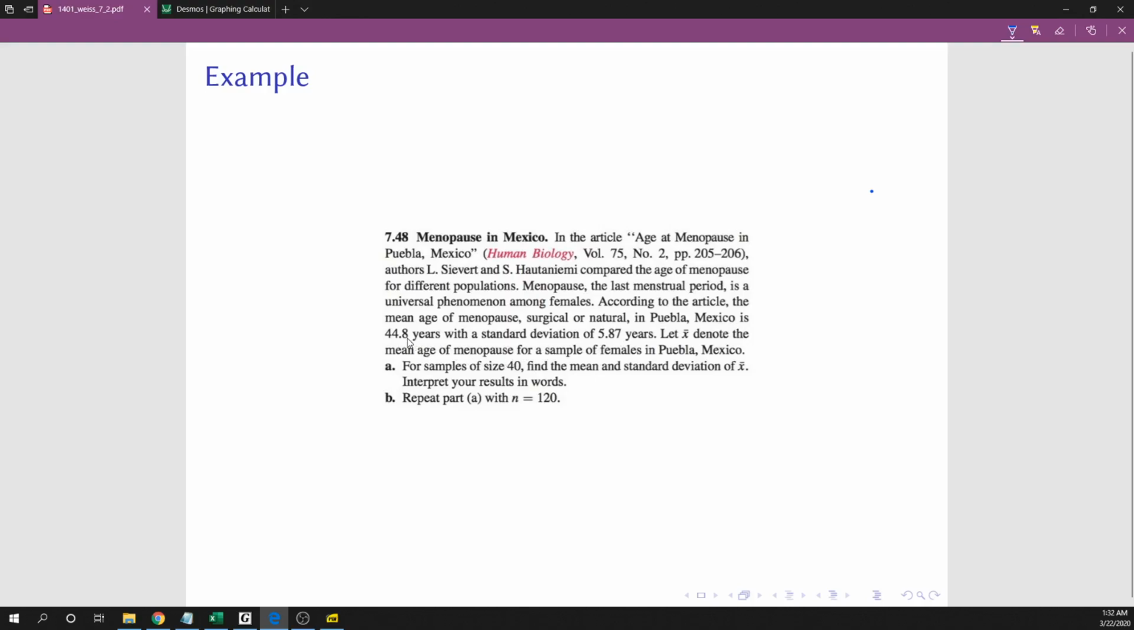So what we would need to do is to find the population mean, and they say that is 44.8 years. So in this problem, mu would be 44.8. And we'll also need to know the population standard deviation, and they tell us here that is 5.87.